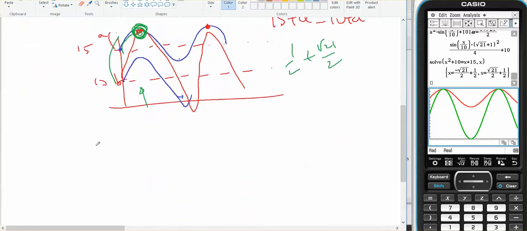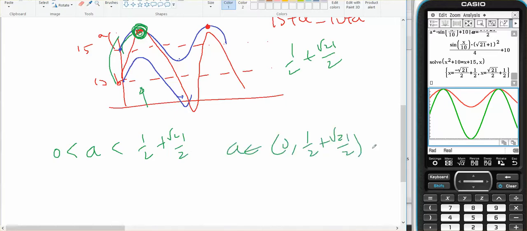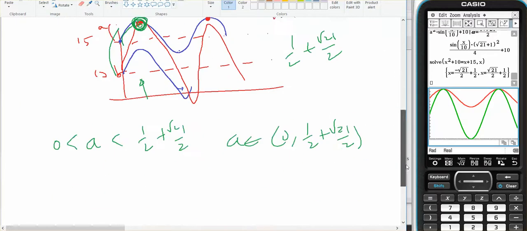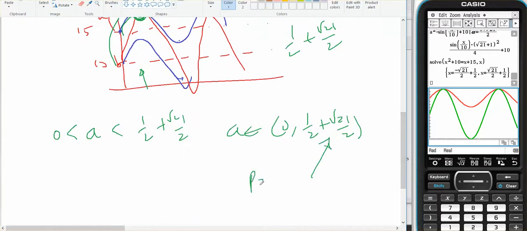So there will be no intersection if A goes from 0 up to a half plus root 21 on 2, which means that P has to equal this. P equals a half plus root 21 on 2.